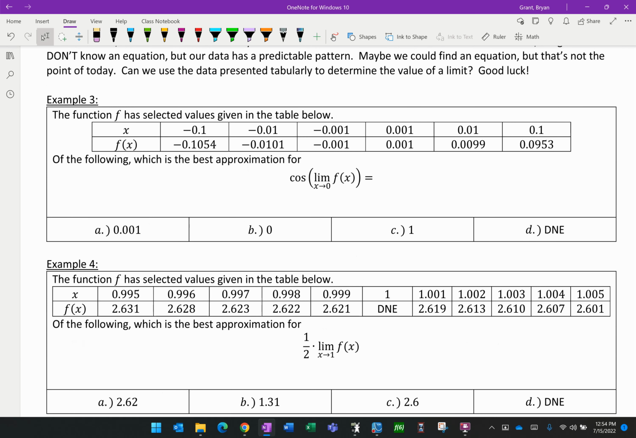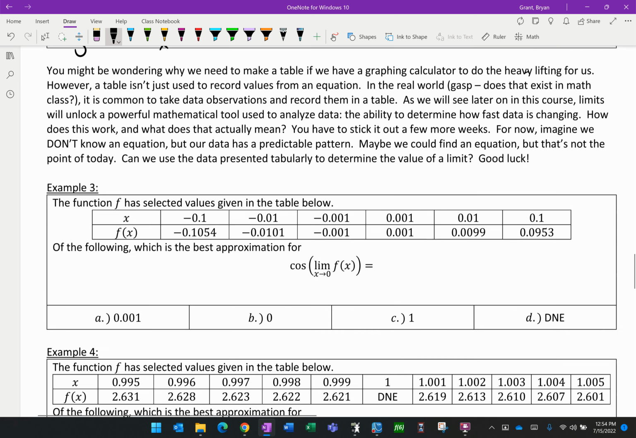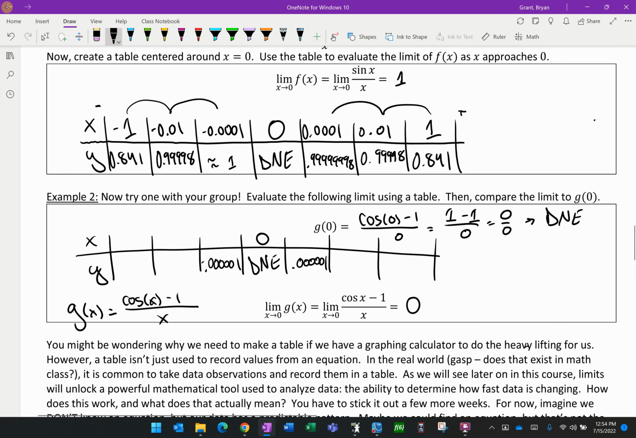All right, so looking at our third one, the function f has selected values given in the table below. Of the following, what's the best approximation for the cosine of the limit as x approaches 0 of f of x? Well, you might look up at this and say, oh, we just need an f of 0. But there is no f of 0 here. And we can't just guess at what is the value of f of 0, right? If we looked up above, if you had guessed at the value of f of 0 here and said, oh, it does not exist, you might have said the limit does not exist. But the limit was 1.